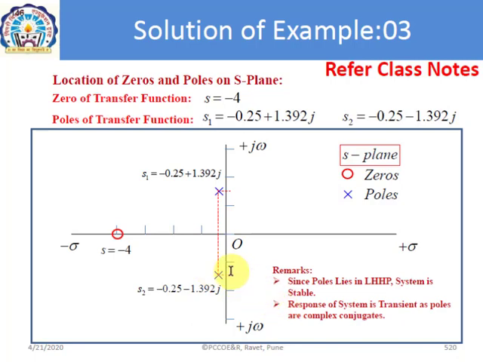The second part is the nature of the response for step input. So the response of the system is transient as the poles are complex conjugate. You can see that it is minus 0.25 plus 1.392j. So this is a complex conjugate number and symmetric about the sigma axis. So the response of the system is a transient response.